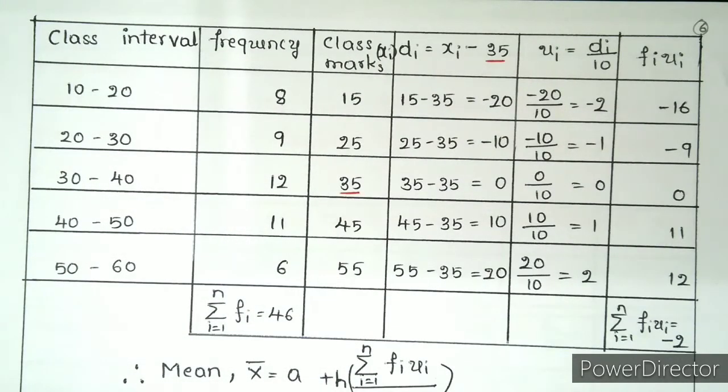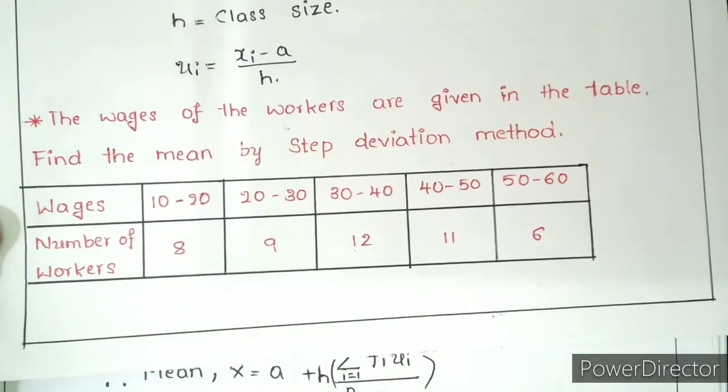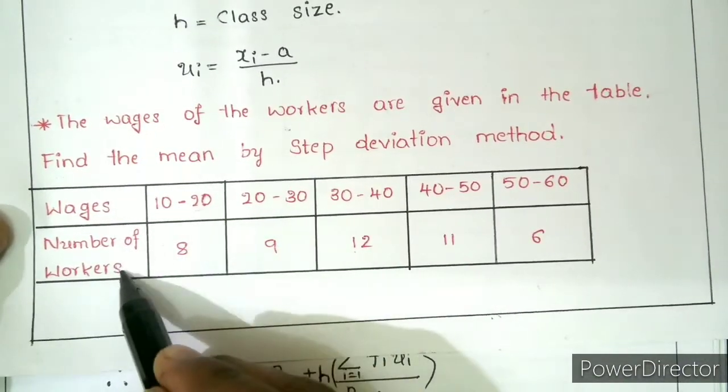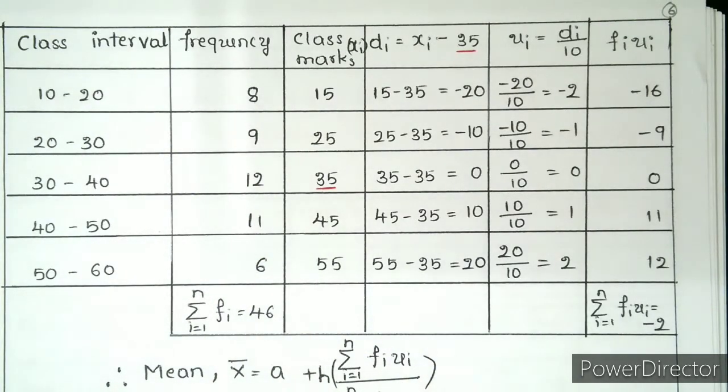Now you see that the tabular column is much bigger. The first column is the class interval, so wages become class intervals in mathematical language. The second column is the frequency. The class intervals are 10 to 20, 20 to 30, 30 to 40, 40 to 50, 50 to 60, and the frequencies are 8, 9, 12, 11, 6. When you add them up, the summation of fi, the total number of workers, equals 46.